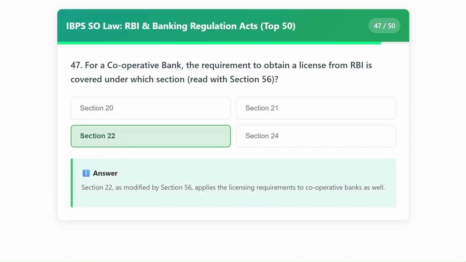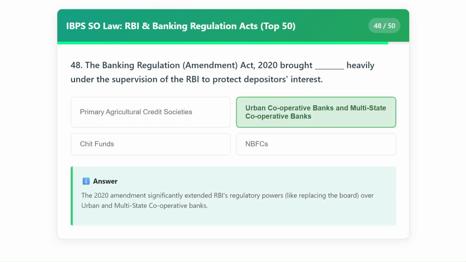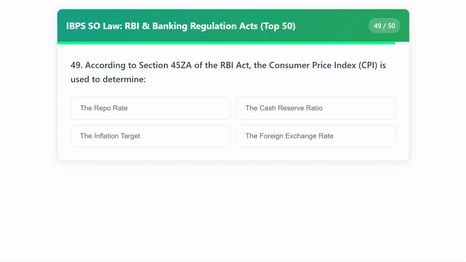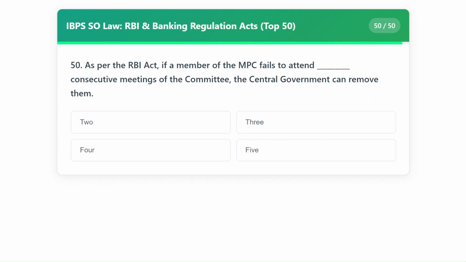Section 22. The Banking Regulation Amendment Act 2020 brought dash heavily under the supervision of the RBI to protect depositors' interest. Urban cooperative banks and multi-state cooperative banks. According to Section 45ZA of the RBI Act, the Consumer Price Index is used to determine the inflation target. As per the RBI Act, if a member of the MPC fails to attend dash consecutive meetings of the committee, the central government can remove them.